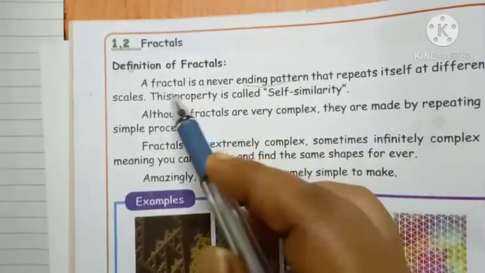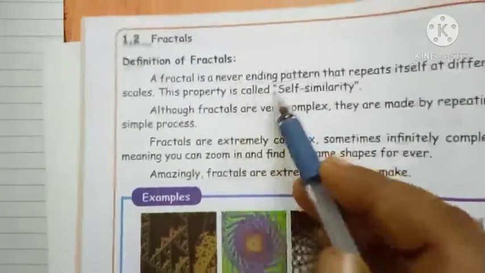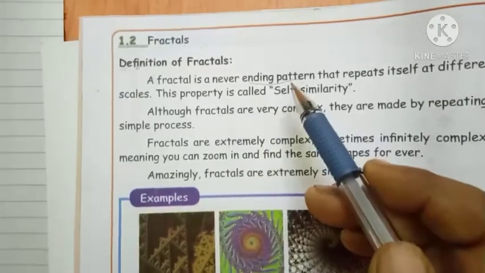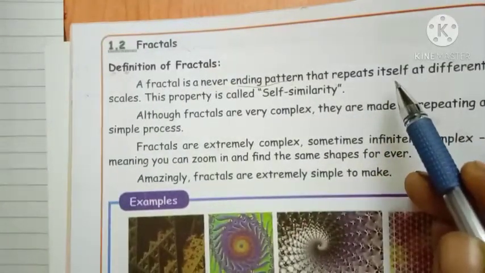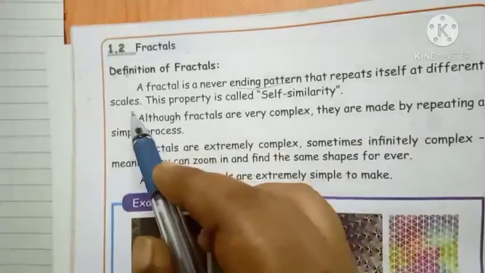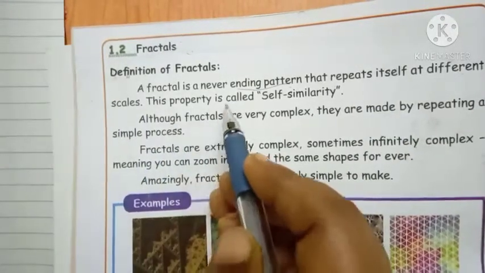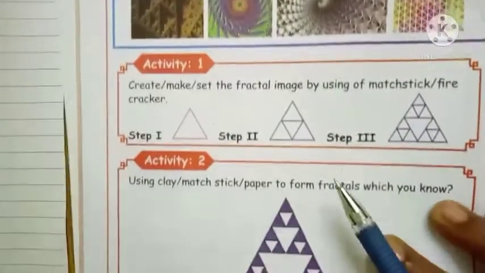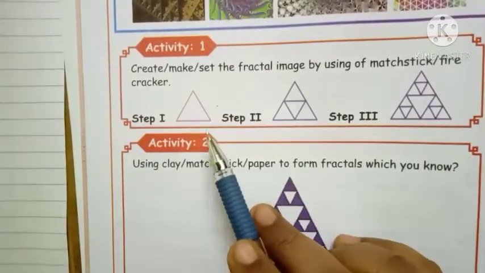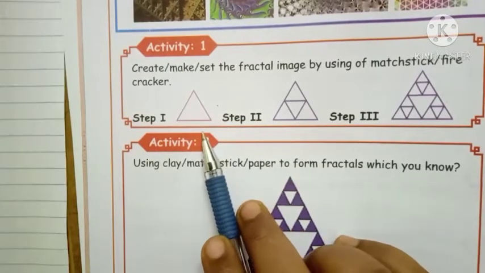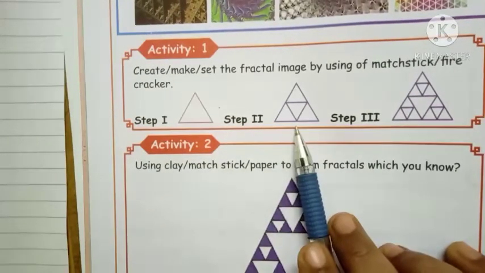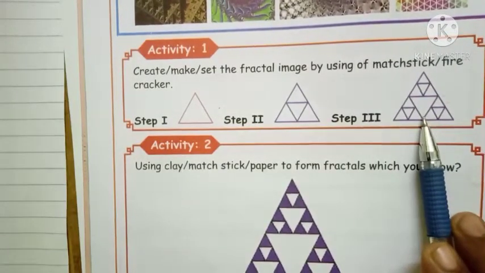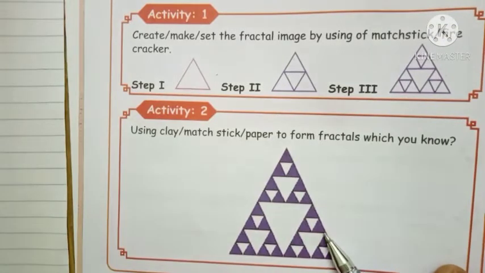Here is the fractal definition. A fractal is a never-ending pattern that repeats itself at different scales. This property is called self-similarity. Given as an example, an activity you do and practice to get the fractal. First one, only one triangle. So you draw another triangle inside this. Then again you draw a triangle.